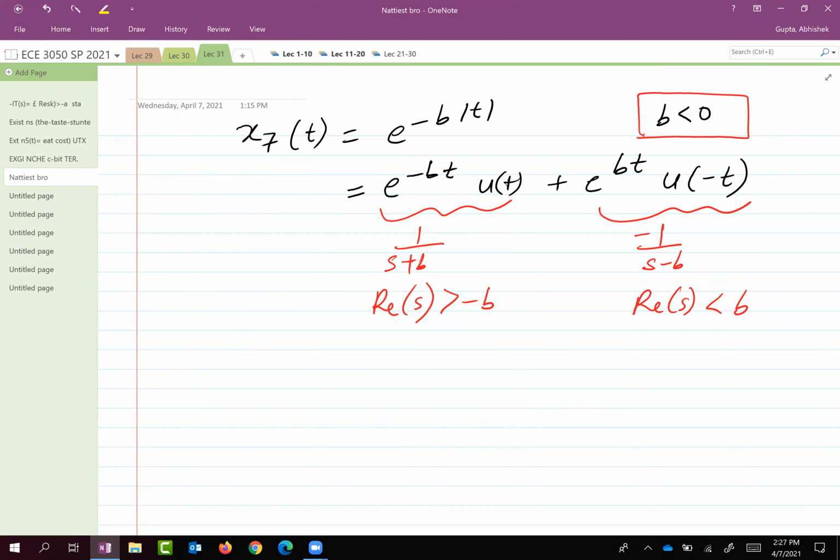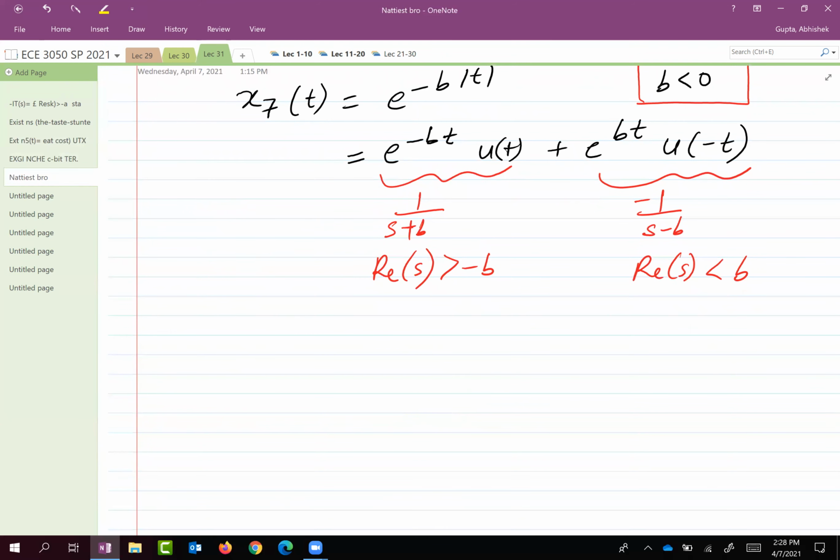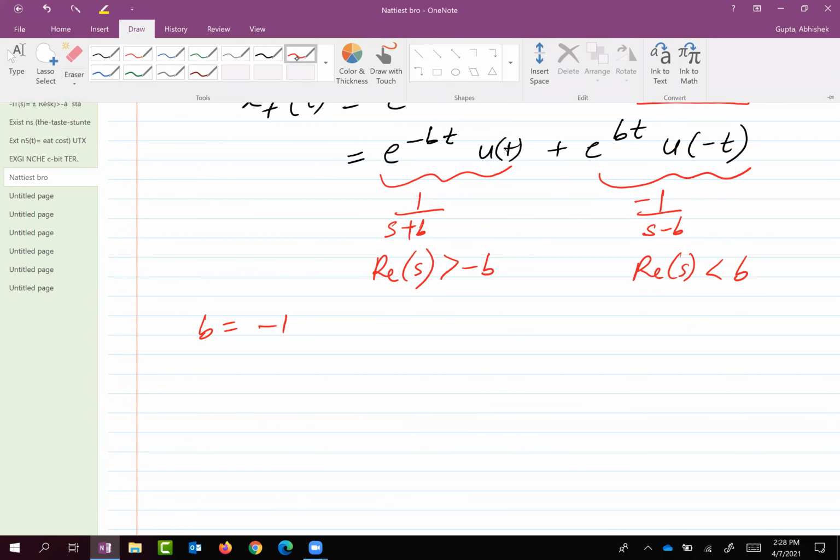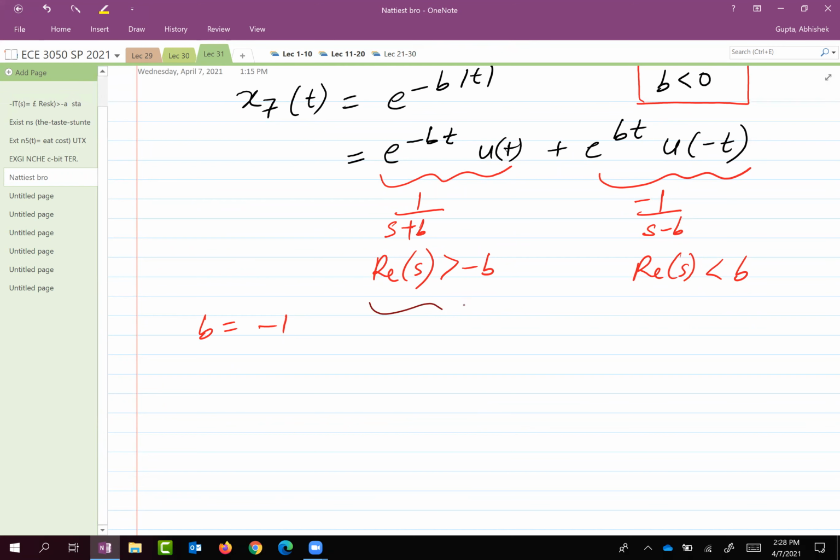What do you think the region of convergence would be in this case? Let's give b a specific value. So b equals negative 1. When b is equal to negative 1, this means that real part of s should be greater than 1, and this means that real part of s should be less than negative 1. So what values of s would satisfy these two constraints?